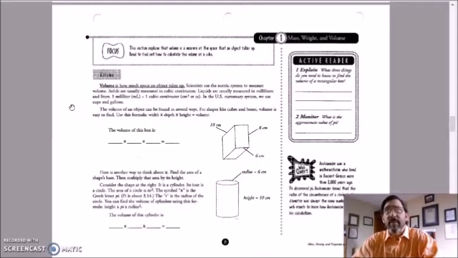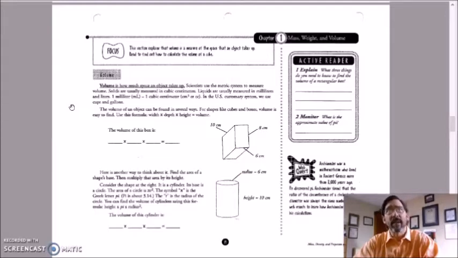Volume is how much space an object takes up. Scientists use the metric system to measure volume. Solids are usually measured in cubic centimeters. Liquids are usually measured in milliliters or liters. Here's an important fact. 1 milliliter is equal to 1 cubic centimeter, also called cc's. In the United States customary system, we use a different standard of measure. We use cups and gallons.